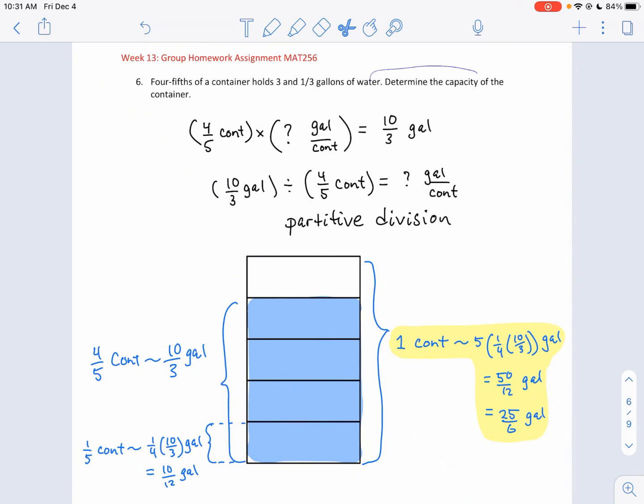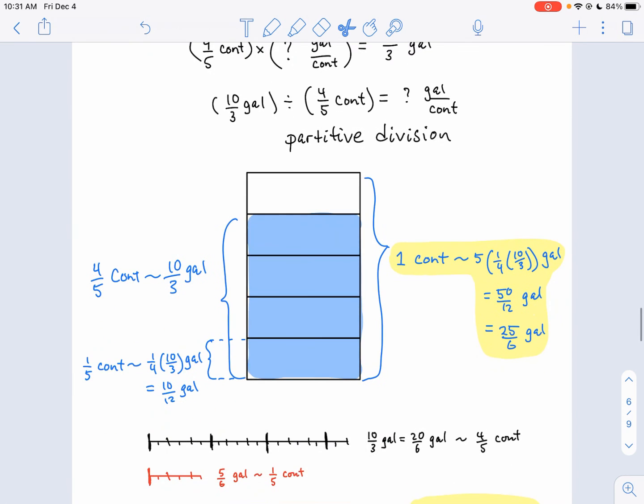That's the good way to ask it when your container isn't actually full. Just say, hey, what's the capacity of it? So we do a 1/4 of 10/3, that's 10/12 or 5/6. That's how many gallons are in this piece, and then you just do 5 of those and reconstitute this.